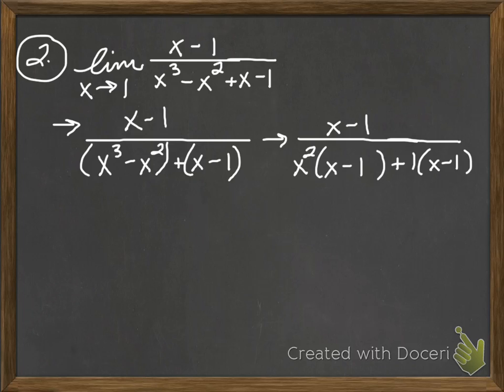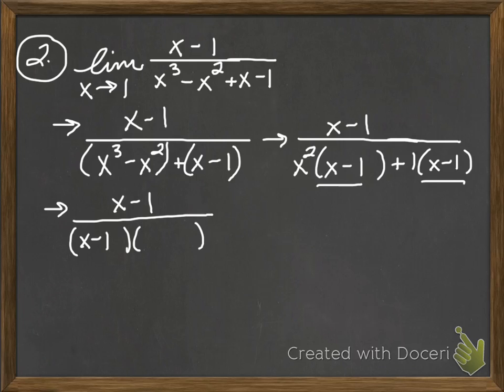Alright, now notice at this time I have 2 binomials that are identical. This is what I'm looking for. This is what's going to be helpful, because let me show you how I can rewrite this now. My numerator stays the same. In the denominator, I'm going to have 2 binomials. One of those binomials is going to be the one that was identical, so x minus 1. The other binomial is going to be created by whatever was left over, which is x squared and then plus 1.